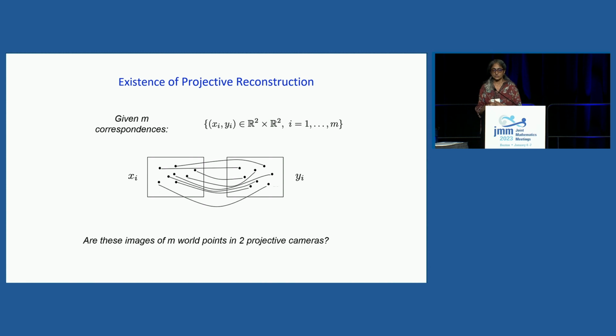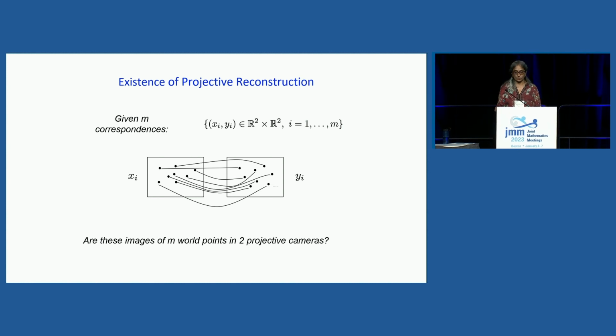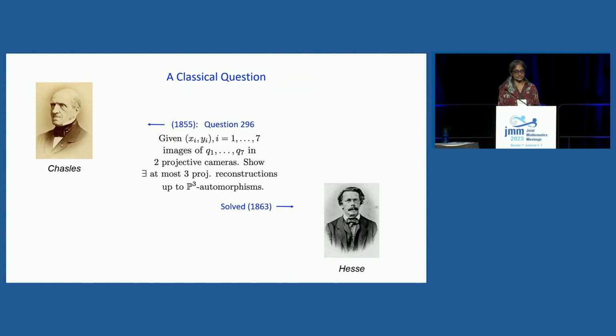We'll call them correspondences. So I have m of them, and they're paired up. So x1 is paired up with y1, x2 with y2, and so on. What we would like to know is, are these images of m points in the world under 2 projective cameras? So this is the existence question. So is there even a possibility to reconstruct these m point pairs as the images of some 3-dimensional scene, which would consist of m world points? Okay, so this is the existence question.